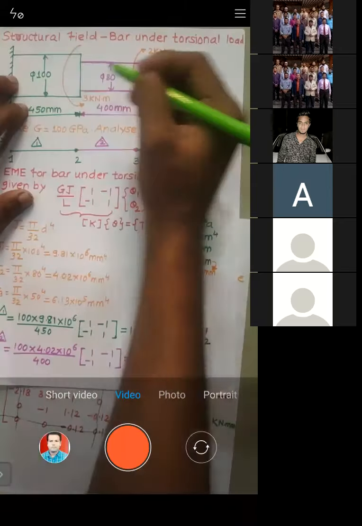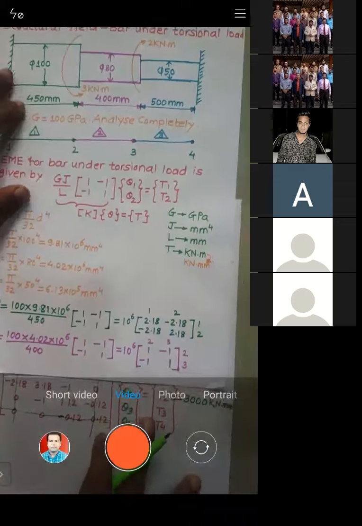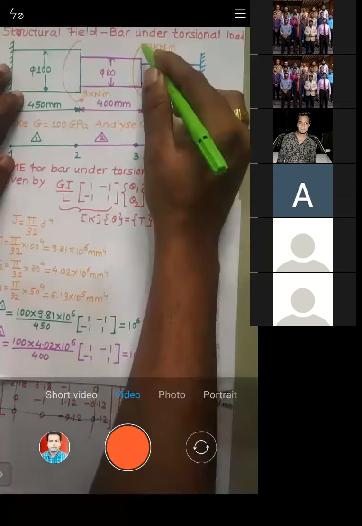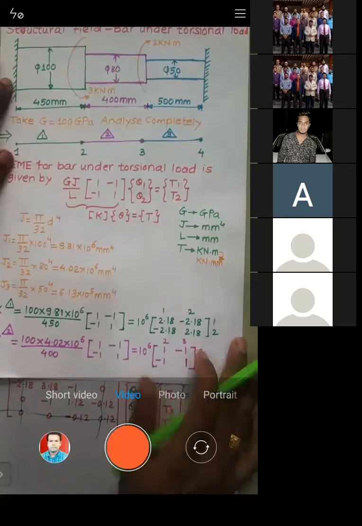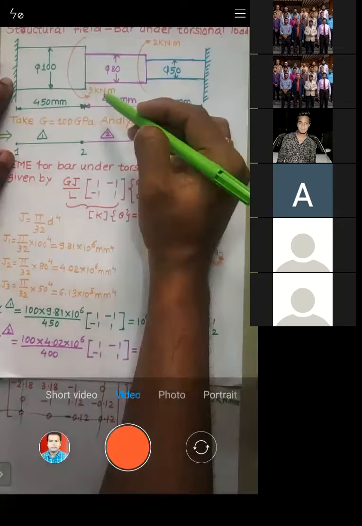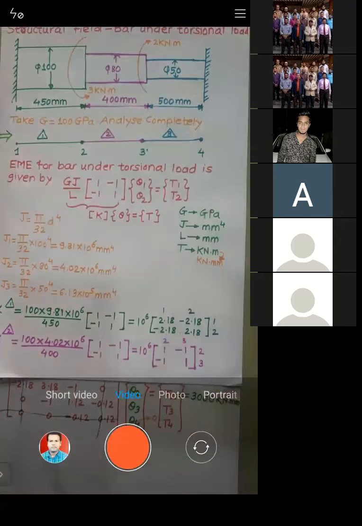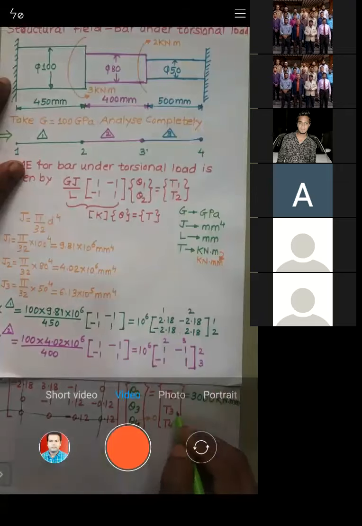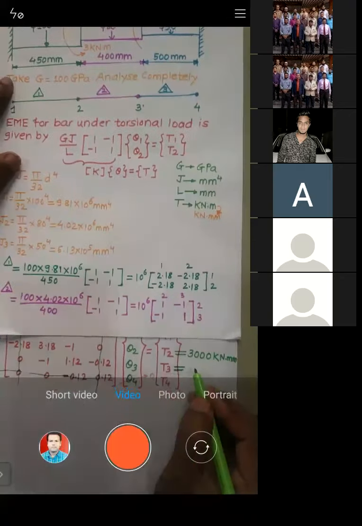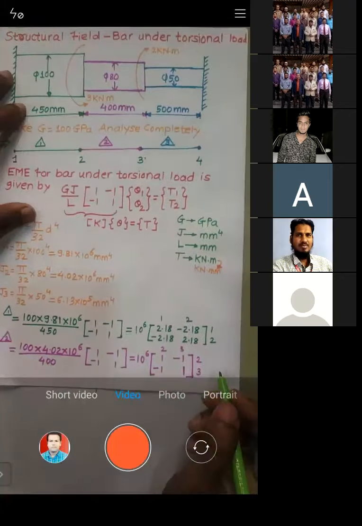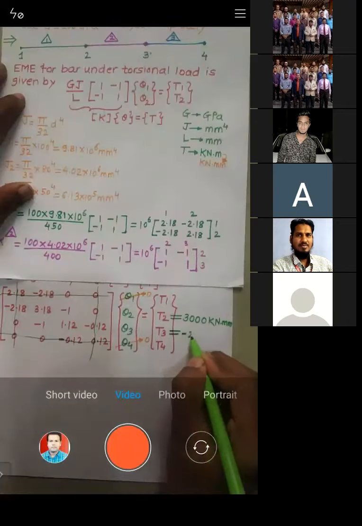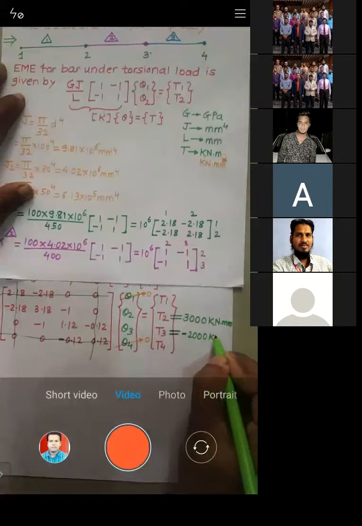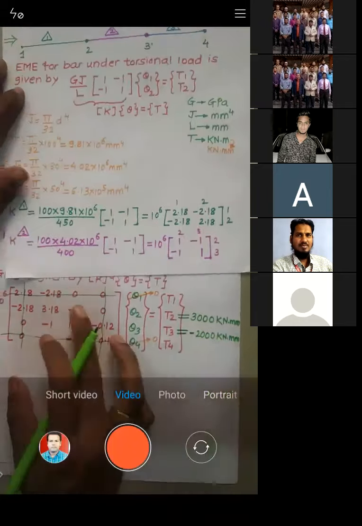Now, if you go to node 3, can you tell me how much torque is applied at node 3? See, this is going in clockwise. So this is to be taken as minus. So this is minus 2000 kilonewton mm.